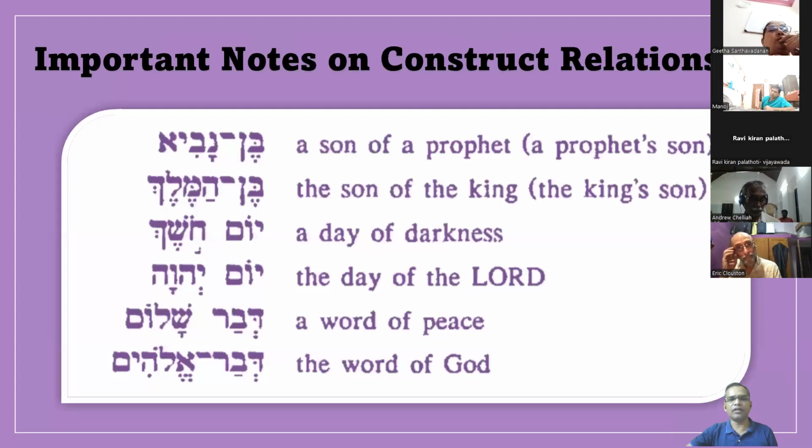Ben Navi, a son of a prophet, because Navi is an indefinite noun. Ben Hamelech, Hamelech is carrying the definite article, the son of the king. Yom Choshech, no definite article, a day of darkness. Yom Adonai, the day of the Lord. Adonai is a proper name, so the definite article should be shown in the construct state noun. Davar has become Devar. Devar Shalom, a word of peace. Devar Elohim, the word of God.